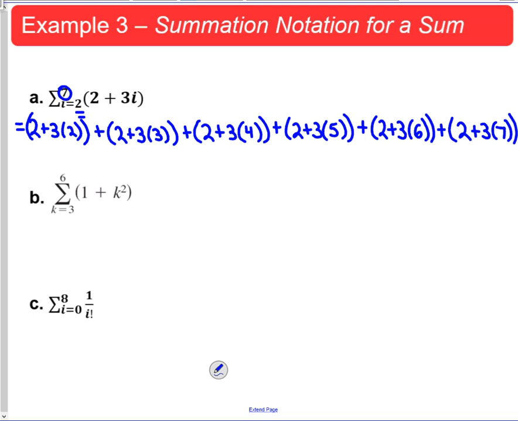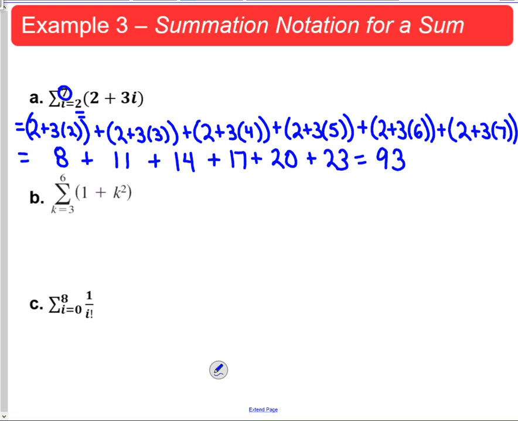And when you look at those calculations, plugging in the 2, the 3, the 4, the 5, the 6, and the 7, you should end up with a total of 8, added on to 11, added on to 14, and then 17, 20 for the second to the last term, and the last term being 23. So we should end up with a grand total of 93 for that sum.